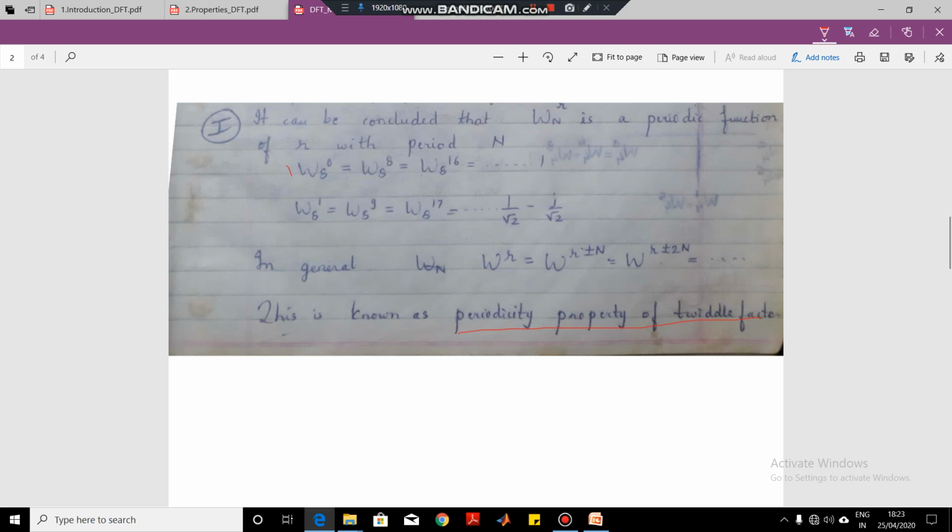So here you can see W8 0. This is repeating itself after an interval of 8. So 0, then 8, then 16, 32, 64, and so on. So all this will be repeated. Similarly, this will be repeated. So 1, again you add 8, so it will become 9. 9 plus 8 again, so it will be 17, and so on. So this exhibits a property called periodicity. So Twiddle factor is periodic in nature.